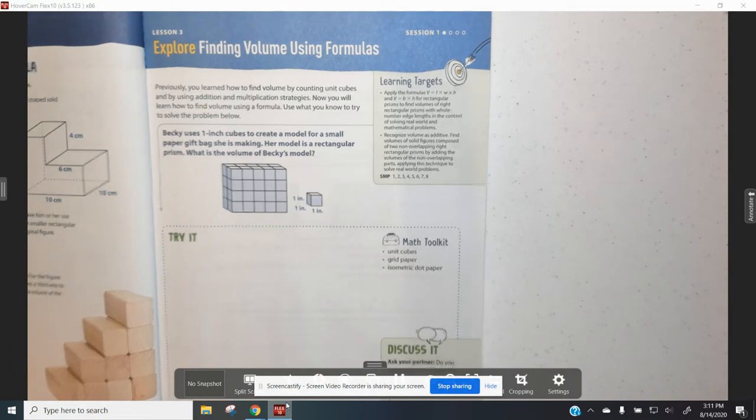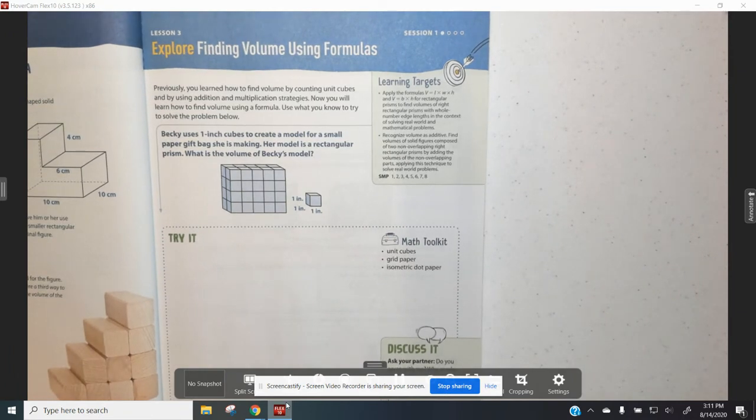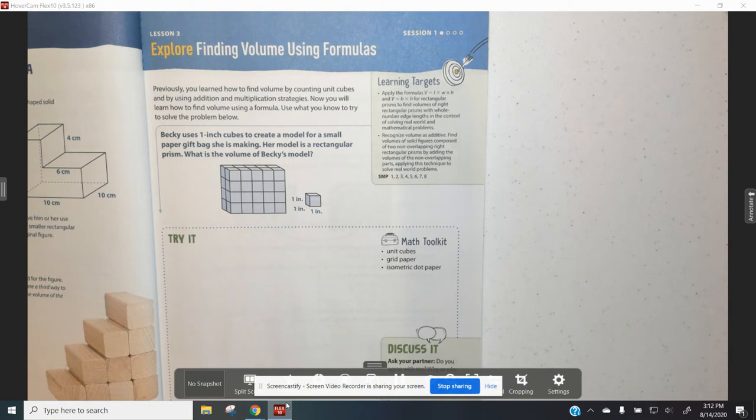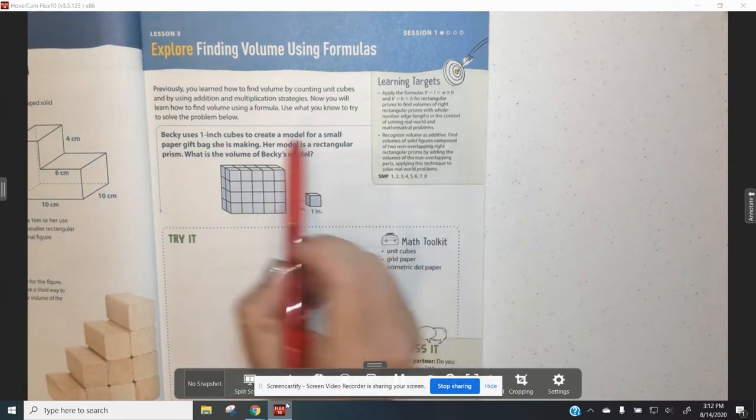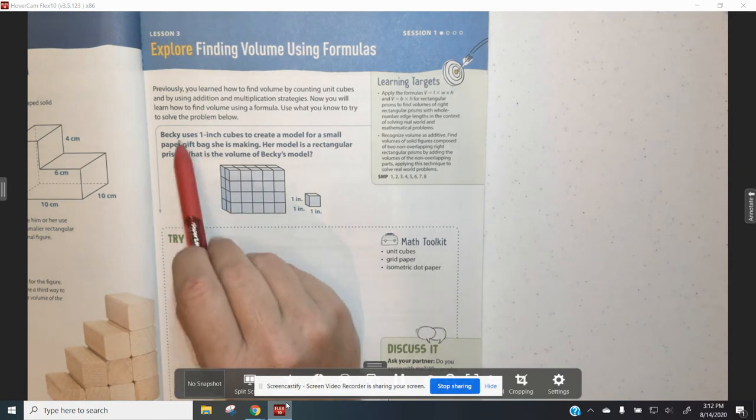So remember, we always have three questions that we ask ourselves. The first question is, what is the question asking? The second question we ask ourselves is, what are we trying to find out? And then finally, what is the important information? So let's go first. What is this question about? So let's go ahead and read the question.